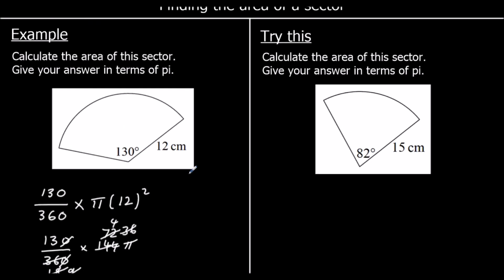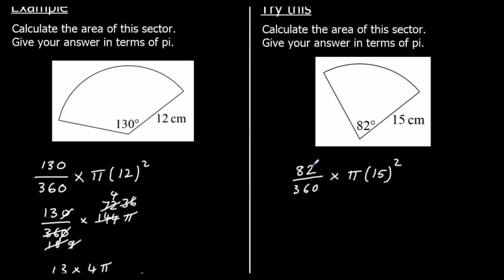And the second question. So again, we've got a fraction of a whole circle, a fraction of pi times the radius squared. The area of the whole circle is pi r squared, and we've got 82 360ths of the whole circle. So let's simplify this as much as we can. So 82 over 360, I can change to 41 over 180.